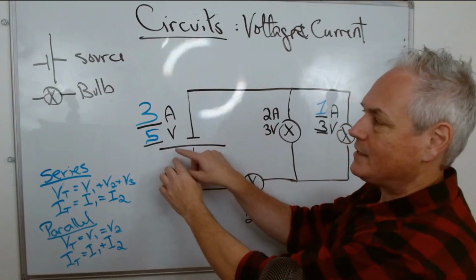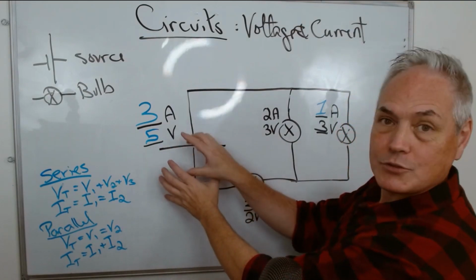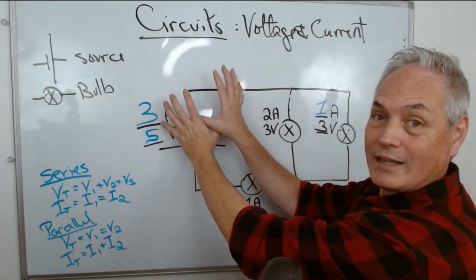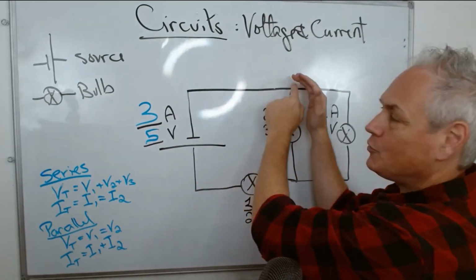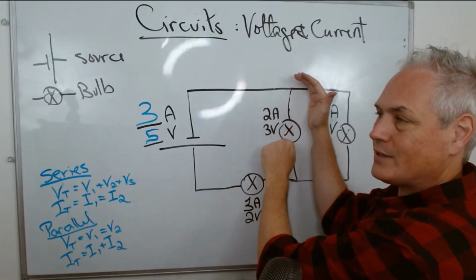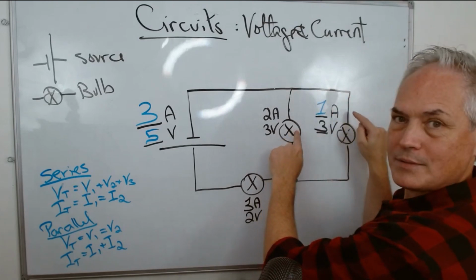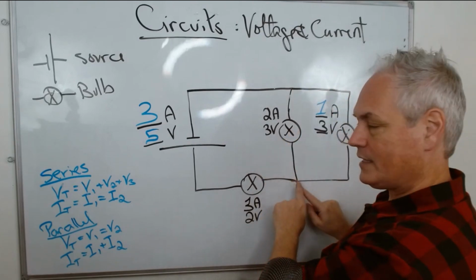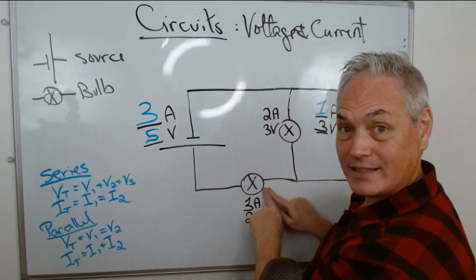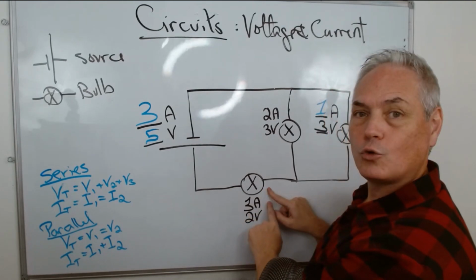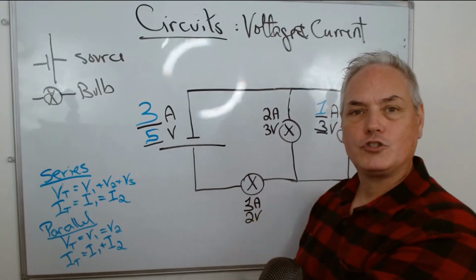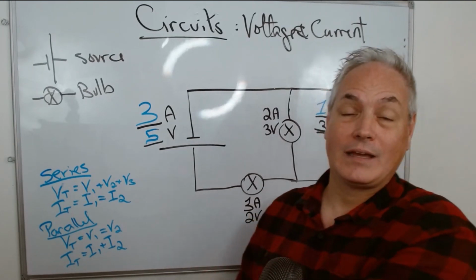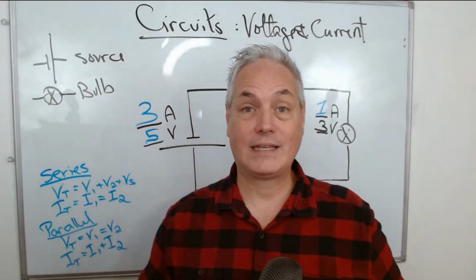So if we look at what's happening, we have 3 amps of electrons going this way at 5 volts. At this example here, 2 amps are going down at 3 volts. And here 1 amp is going there at 3 volts. They go here, they meet, and when they cross at the bulb right here, the total amp is 3 and the voltage is 2. And hence we were able to find the missing information.